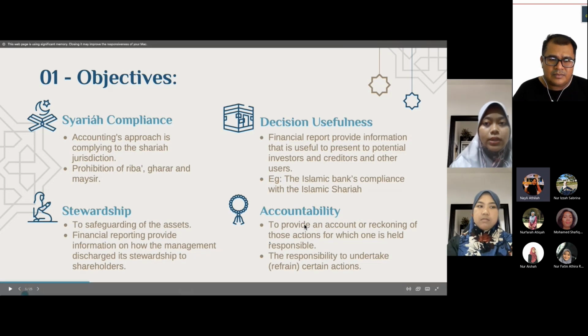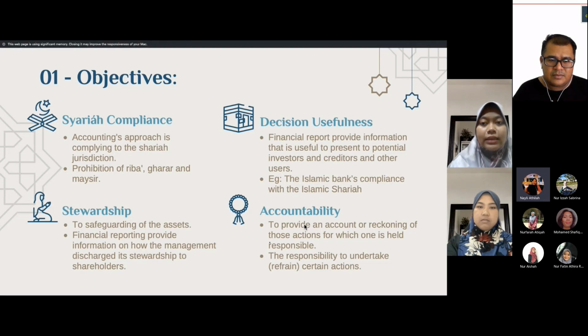Second is the decision usefulness. The Accounting and Auditing Organization for Islamic Financial Institutions recognizes that the objective of financial reports should provide information that is useful to present to the potential investors and creditors and other users in making rational investment, credit, and similar decisions. So, such information could be the information about the Islamic bank's compliance with the Islamic Sharia, and there are more.